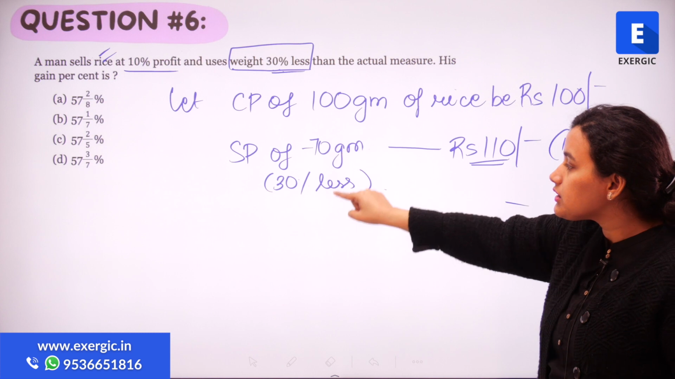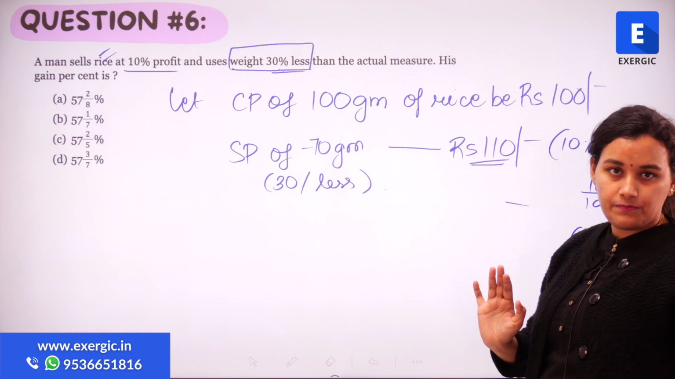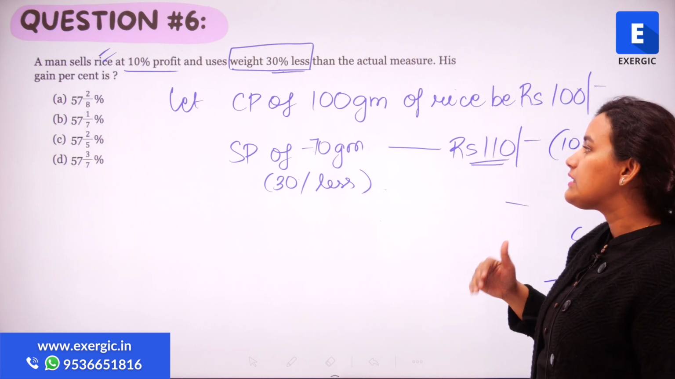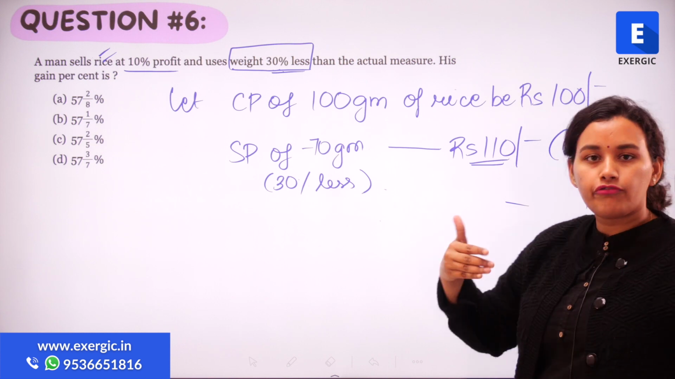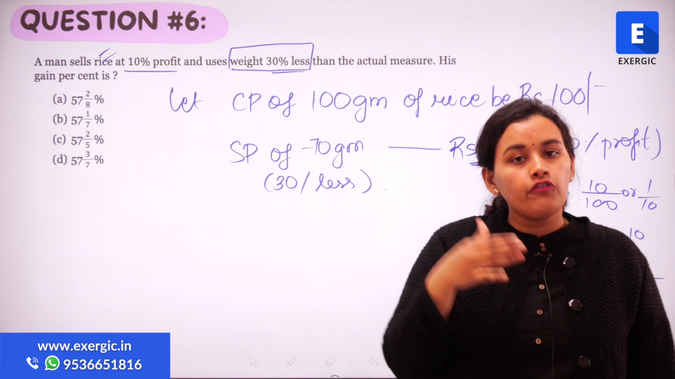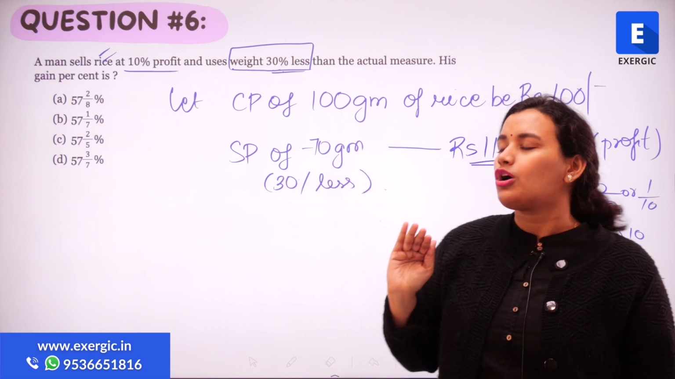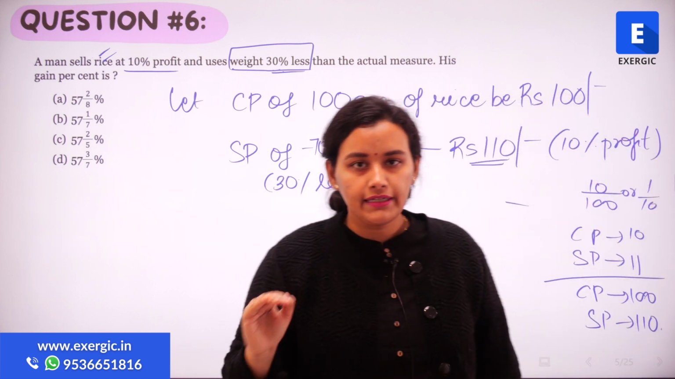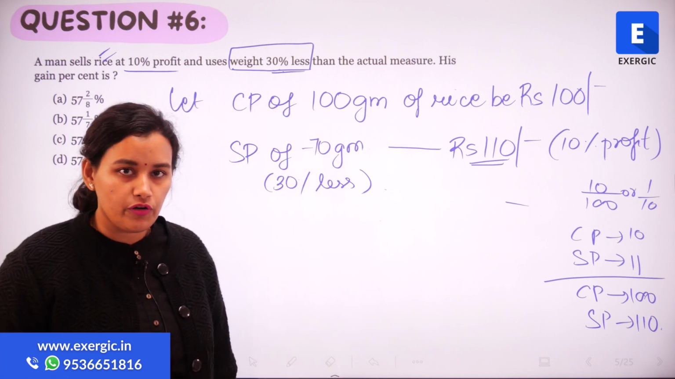So he is also using 30% less weight, right? So he is basically doing fraud, or he is cheating his customers. He is selling less for a higher price. Now what do I want to find? I want to find out the gain percentage, I want to find out the profit percentage.